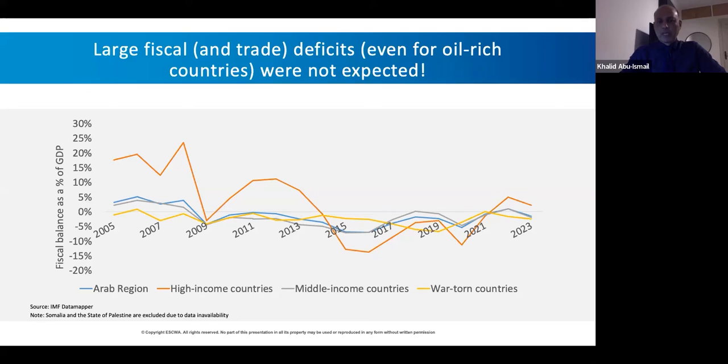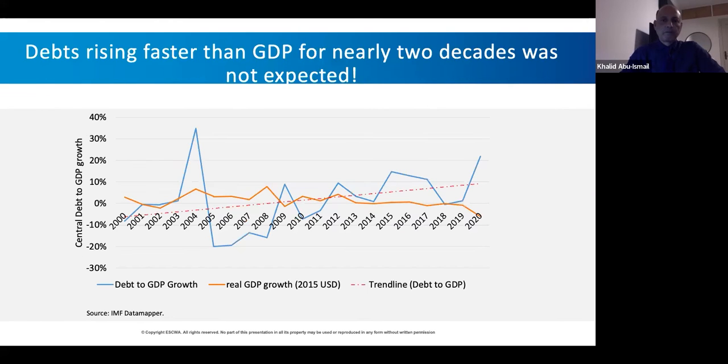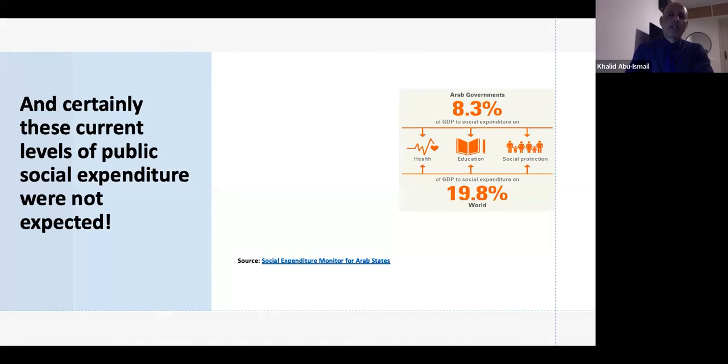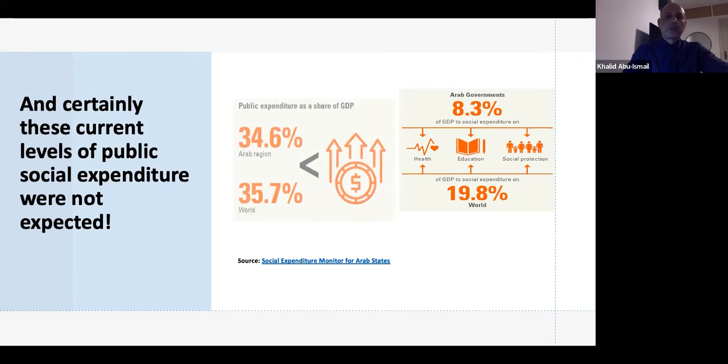And what happened is that we've seen large and increasing trade and fiscal deficits, even for high-income oil exporting countries prior to 2021. What's happened is that we see debt rising faster than GDP for nearly 2 decades. So that obviously translates into less fiscal space for social expenditure, and the region has less than half of the world average in terms of social expenditures. And of course, that affects your ability to provide quality education or health service.